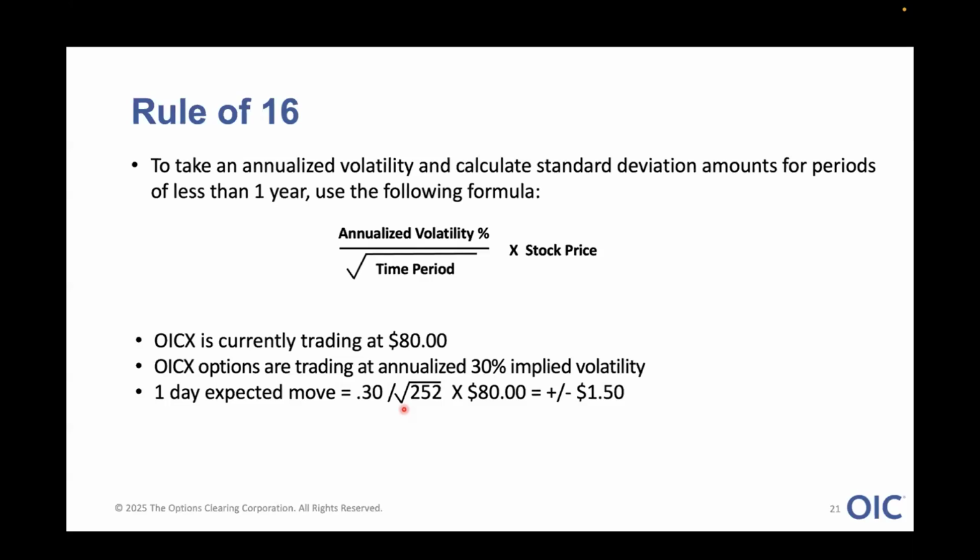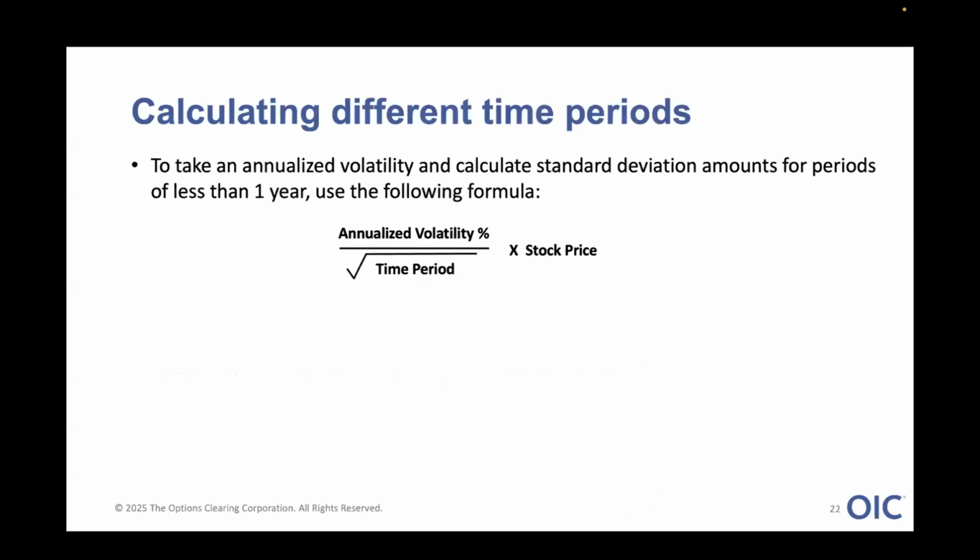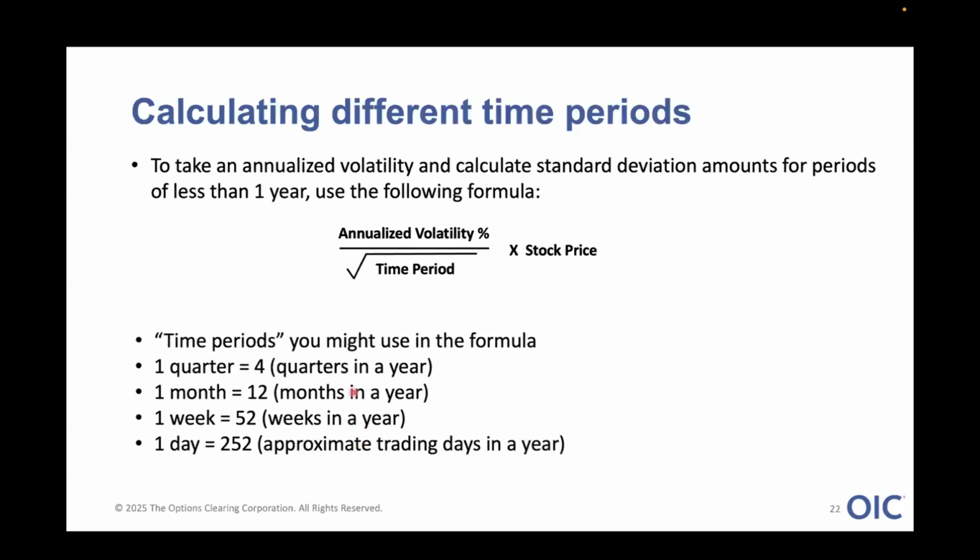lesser expected moves. We did this exercise for the 1 day, but let's just say we want to look at other time periods. Okay, so here is the other formula. We just did that experiment for the 1-day expected move, divided by the square root of 252. Just so you know, the square root of 252 is not really 16. It's like 15.87, but for all intents and purposes, it's close enough to 16. That's why they call it the rule of 16.